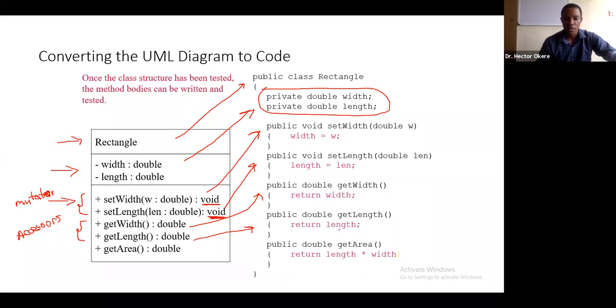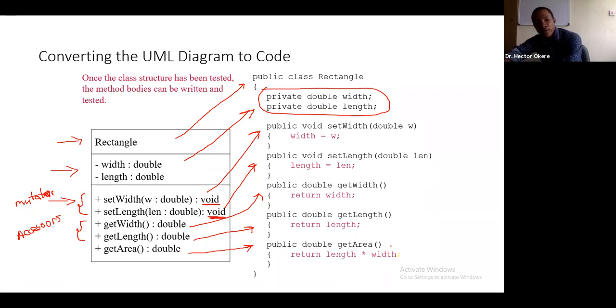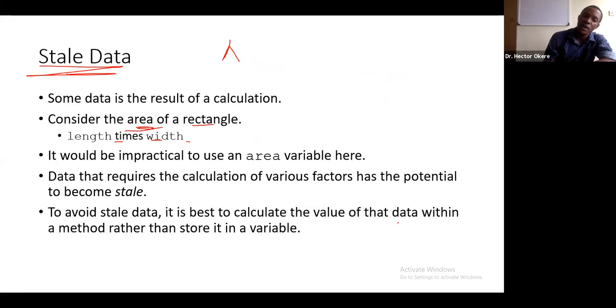The same thing, return length, public double, return area now. So this one is calculated, right? So return length times width. Okay. So this is how you convert a UML diagram to a Java source code.